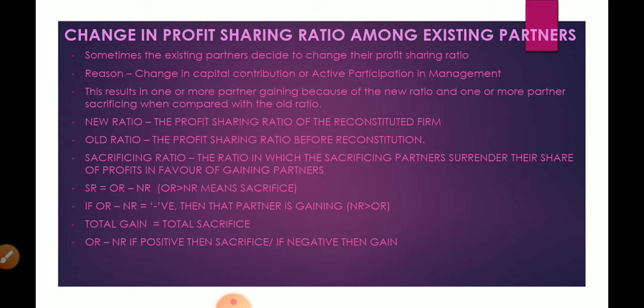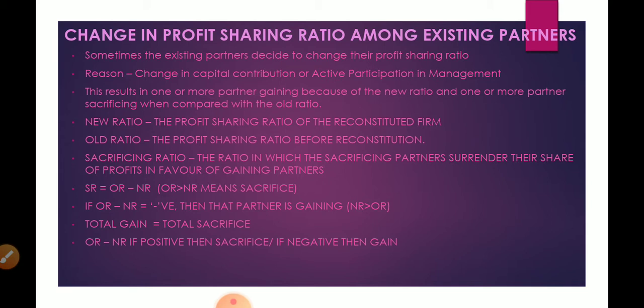Now, whatever may be the reason for a change in profit sharing ratio, all the partners must agree to the new ratio. So now this results in one or more partners gaining because of the new ratio and one or more partners sacrificing when compared to the old ratio. Now, what does this mean?